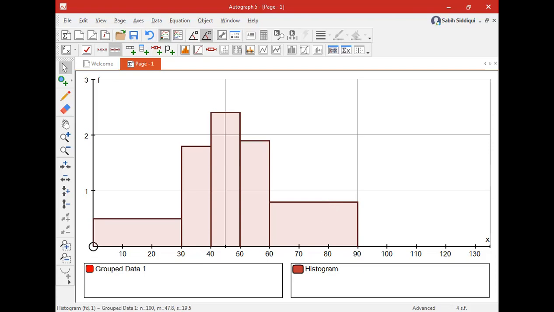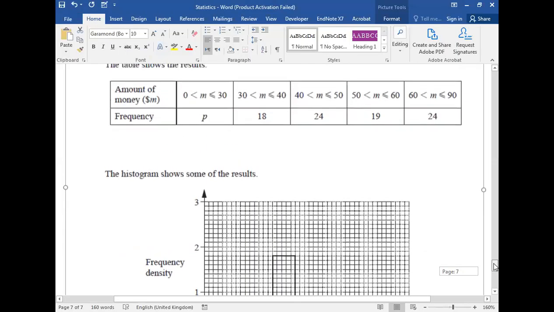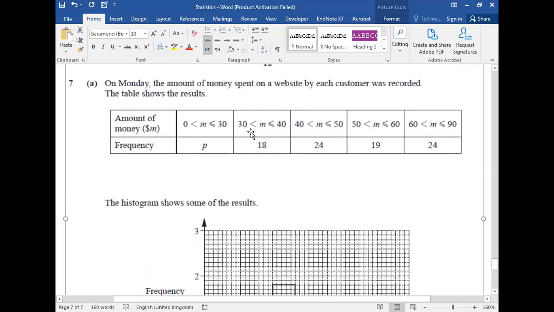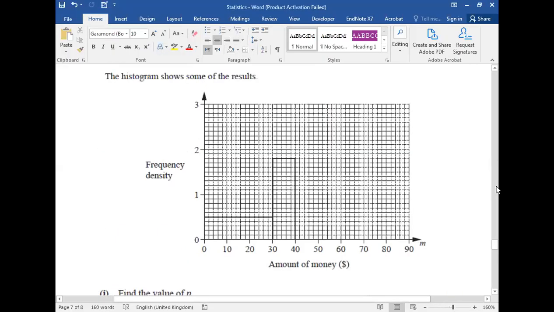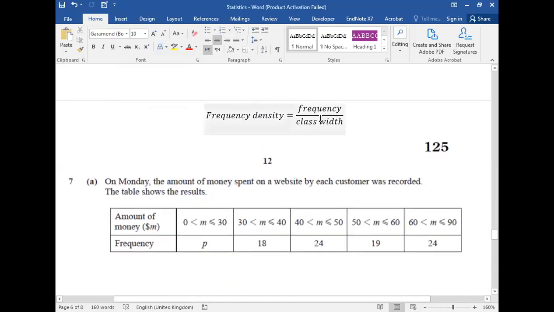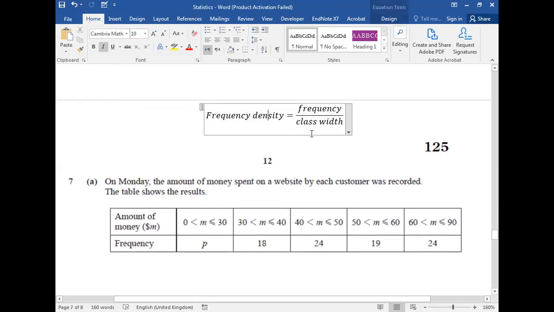So can you complete the graph that we have to do right now, this histogram? So the first thing that I want you to do is find frequency density for every data. How do you do that? You take the frequency and you divide it by class width. If we were to find frequency, how do we find frequency? We'll just take the frequency density and multiply it by class width.